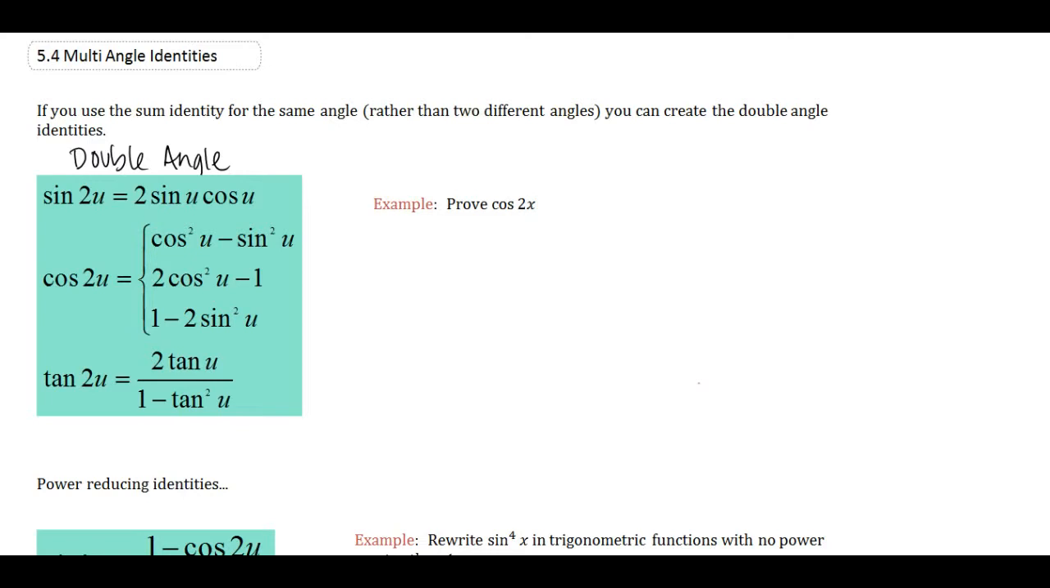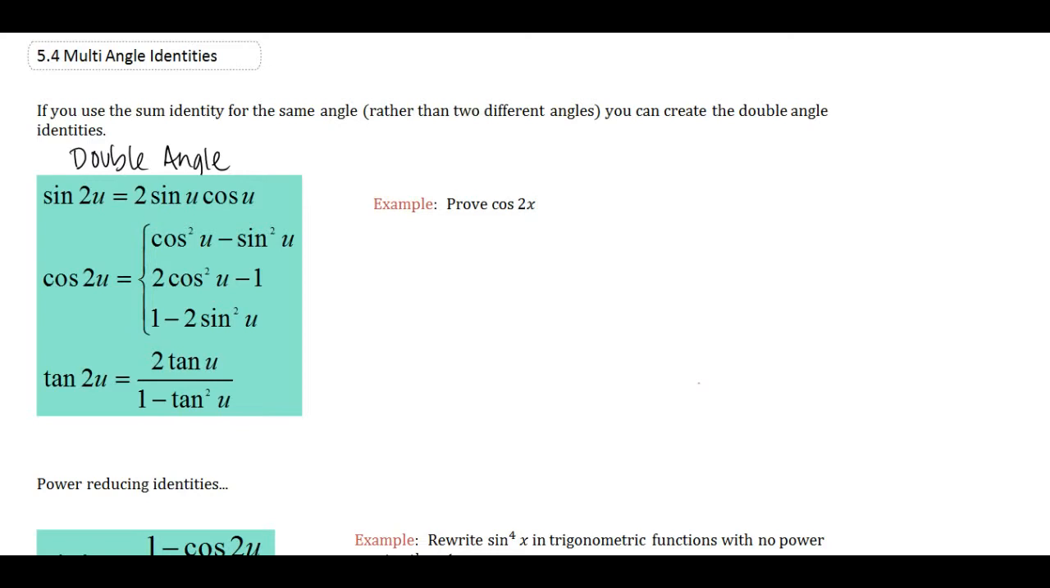We are going to talk about multi-angle identities, and there's a bunch of them this time. So I'm sorry, I've got no clever songs. I got nothing. Just memorize. So there's your first. What is that? One, two, three, four, five. The first five right there are called the double angle.